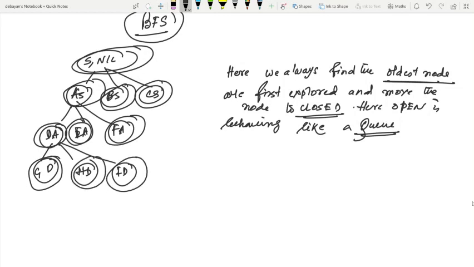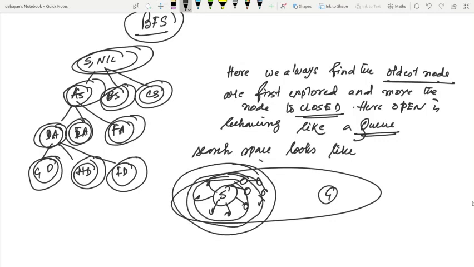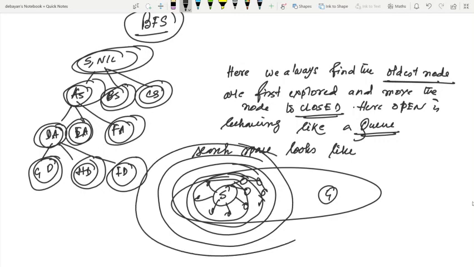Okay, so how does the search space look? If this is the search space, this is the source node, and this is the goal node, then the search space is explored like that. If you select this particular node, it will be explored like that, moving in a circular way. How much time it will take doesn't matter. If the search space is infinite, then at some time it will still reach the goal node.